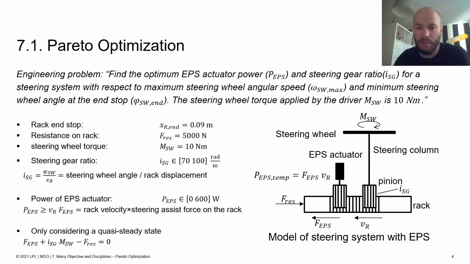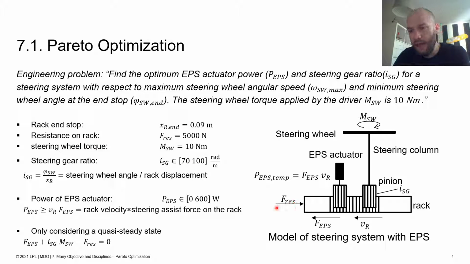On the next slide, we have some data which is needed to solve the task. So don't be afraid of so much information, but it's rather simple to solve it afterwards. What we have are just some given values as the rack end stop. So this is the upper bound for the rack movement. We have a resistance on the rack itself. Here on the right side we have another sketch on how the steering system works.